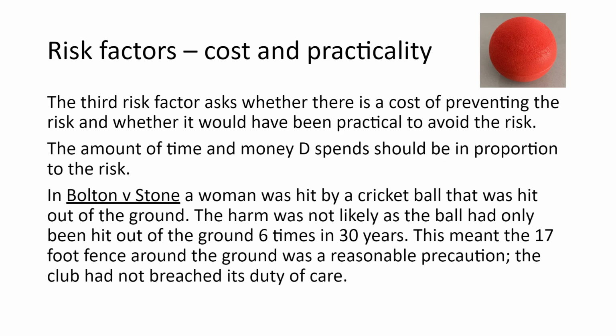So the amount of time and money you spend should be in proportion to the risk. And we can see that in Bolton and Stone, where a woman was hit by a cricket ball that was hit out of the ground. The harm wasn't likely, as the ball had only been hit out of the ground 6 times in 30 years. So that was a very low rate. And it meant that the 17-foot fence around the ground was a reasonable precaution, and the club had not breached its duty of care. Had it been a much more frequent occurrence, it may have been that they would have had to have done something else. But in this case, to have actually made the whole thing completely safe, they would have had to have spent an awful lot of money, and they had done what a reasonable cricket club would in that situation. So they were not found to be in breach.